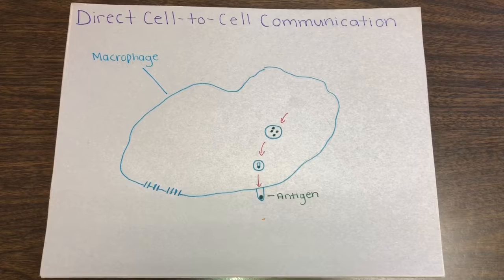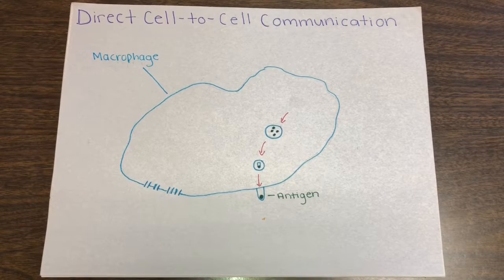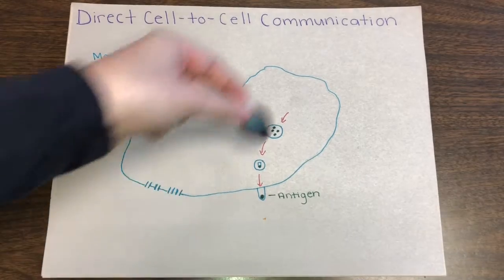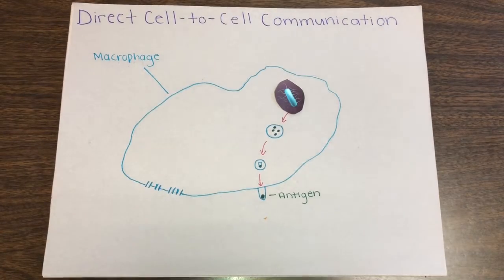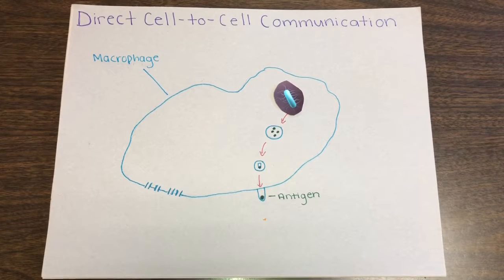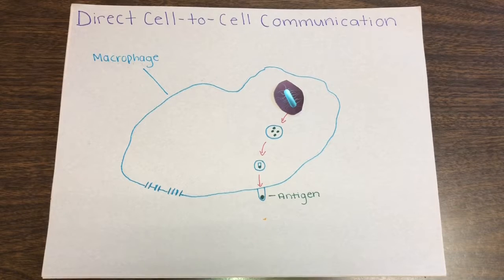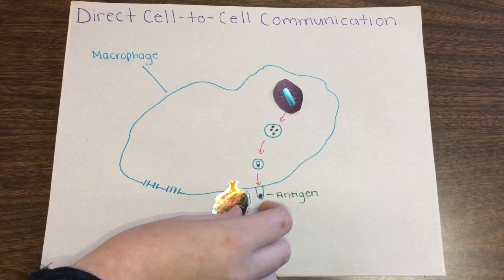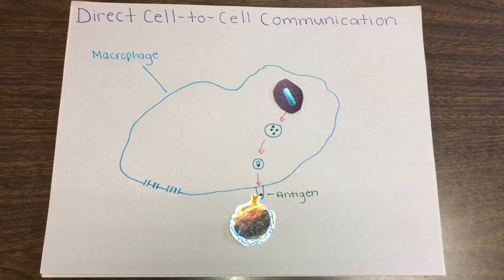When the cell senses a foreign invader, such as a bacteria or virus, it ingests it and breaks it down. The cell then displays a piece of the invader on the outside of its membrane, which is known as an antigen. An antigen is used as a message for another cell, like a T cell, to come along and take it in through a T cell receptor.